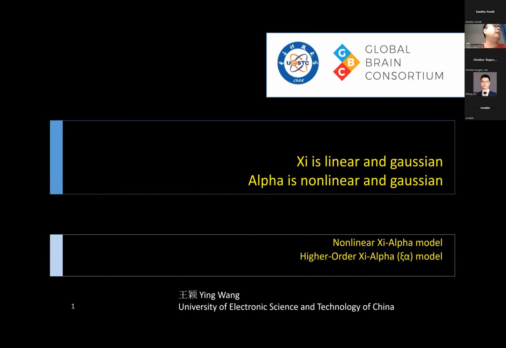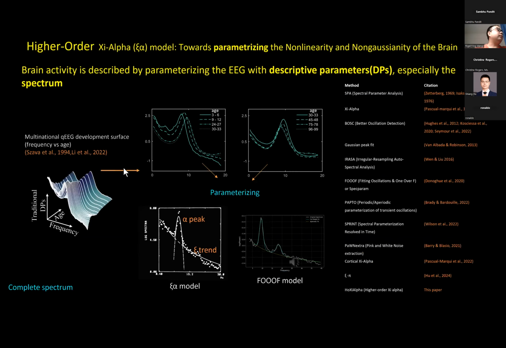Hello, everyone. Here I will continue the topic on the spectral domain and parameterization. Here I will first address my result. The sleep process you saw in the last presentation is linear and Gaussian, and the alpha process is nonlinear and non-Gaussian. Here, I will prove this with the model called the high order Xi-alpha model.